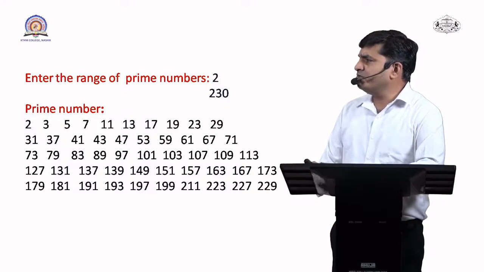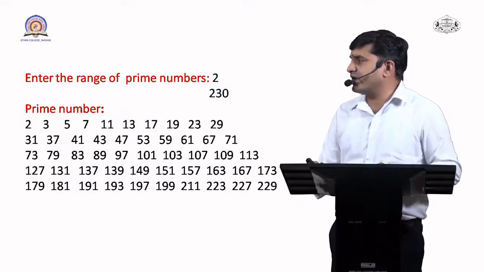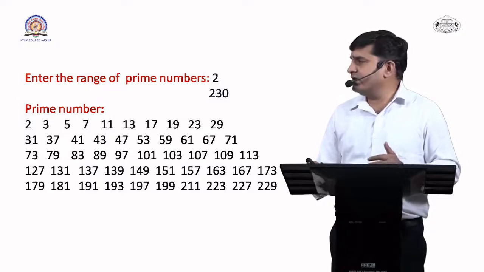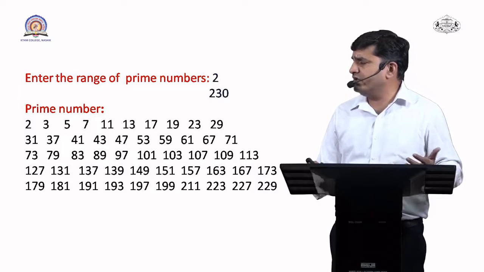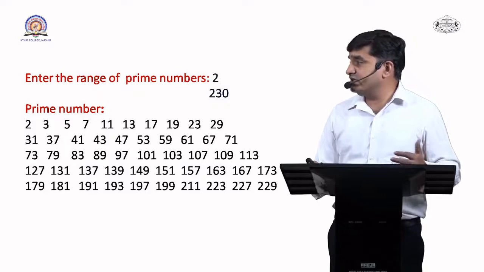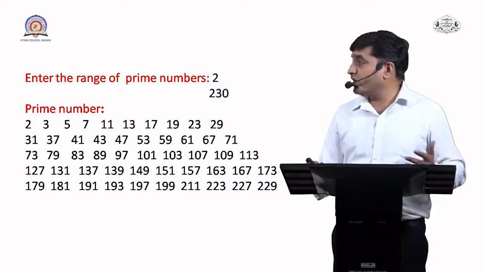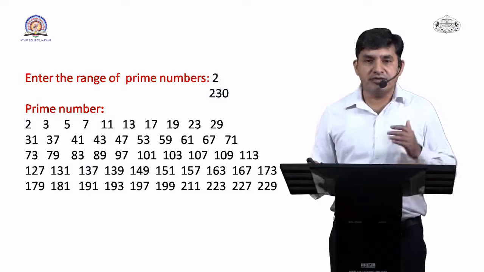Now the output of this program is, first enter the range of prime numbers. If we enter the range 2 to 230, then the prime numbers are 2, 3, 5, 7, 11, 13, 17, 19, 23, 29, and so on up to 229.